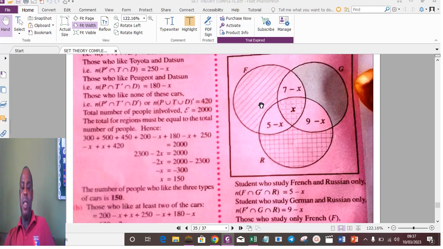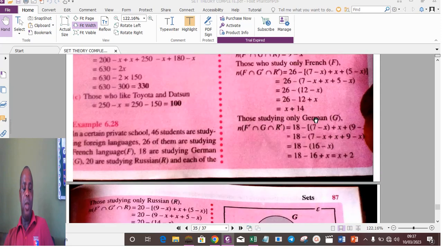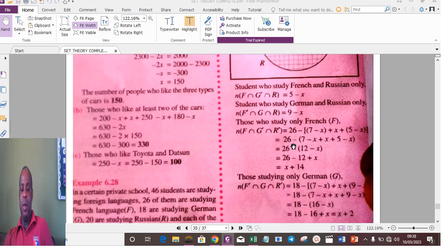So this place here, those who are studying French only, they are 14 plus s. So how do you now get those who are studying German only? You see the same concept. Add all this together. Subtract from what? Subtract from 18.